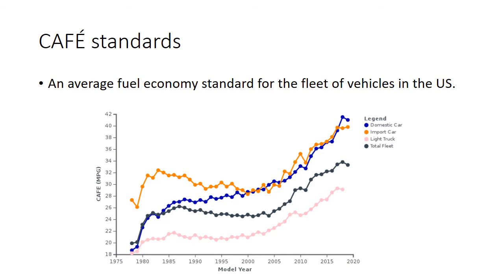And so what these are is basically a requirement that the average vehicle on the road has to have a certain mile per gallon. And you can see the black line for the total fleet that jumped from 20 in 1976 or so to 25 around 1980, and it's up to about 33 or 34 nowadays. Domestic cars are higher and light trucks are lower.